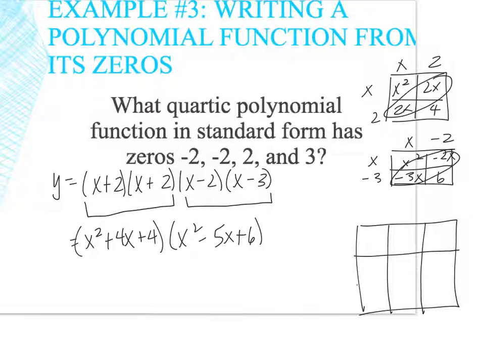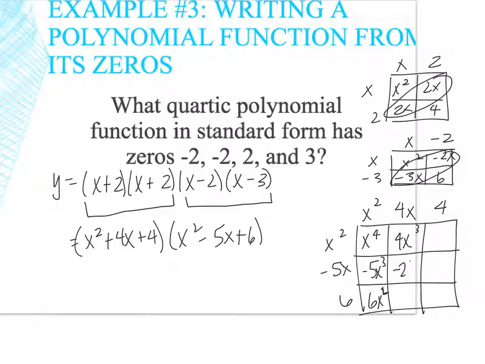This is going to be a 3 by 3. So this is x squared, 4x, and 4. This is x squared, negative 5x, and 6. So let's see, when we multiply, that's going to give us x to the 4th, negative 5x cubed, 6x squared. Moving on, 4x cubed, negative 20x squared, 24x below that. Upper right hand corner, that's going to be 4x squared, negative 20x, and below that is 24.